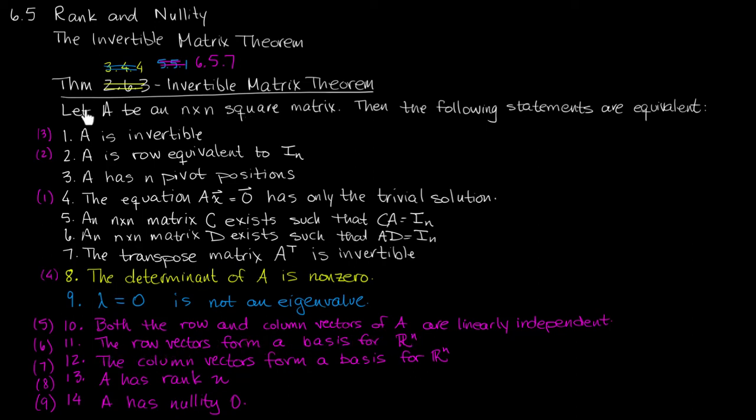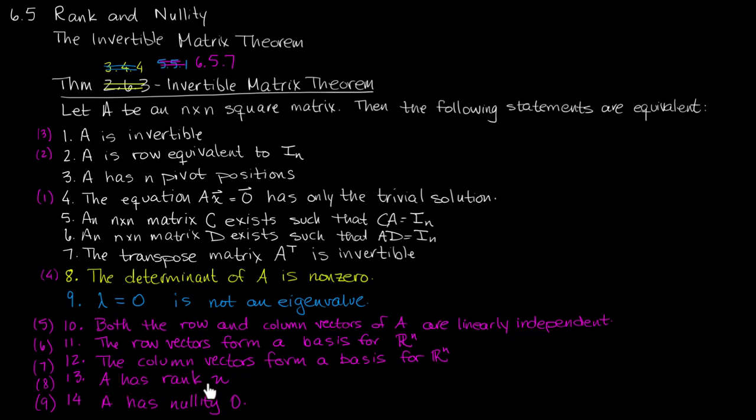What we're saying here is that if A is an n by n square matrix, and if one of these things is true, then all of the others are true. Now, some of these are a lot easier to talk about now because we've talked about rank and nullity. We know what's involved there.